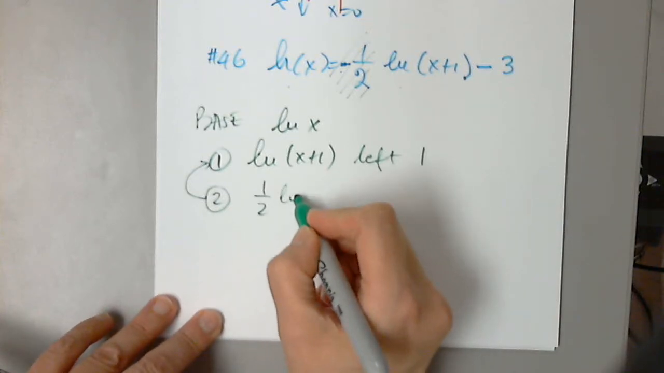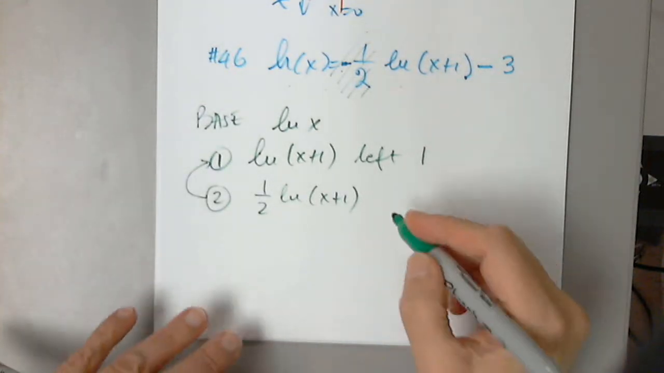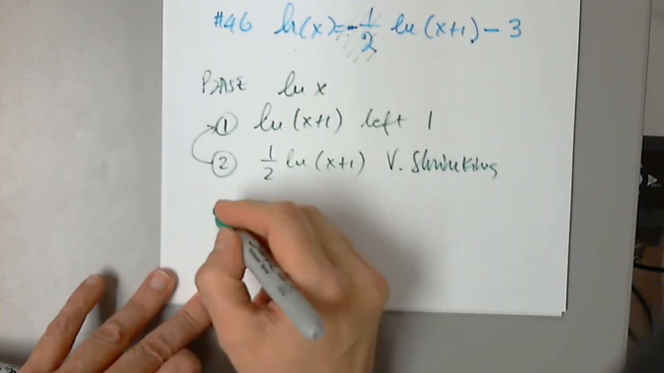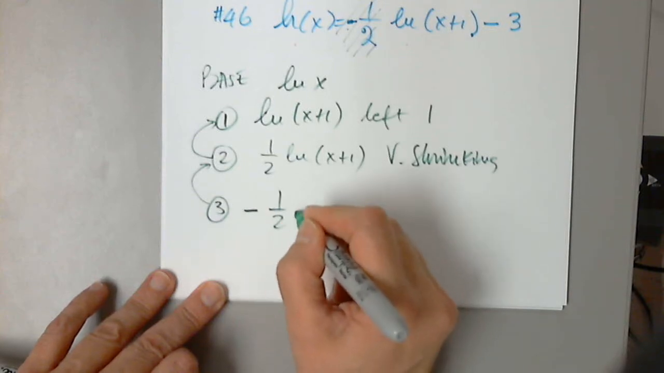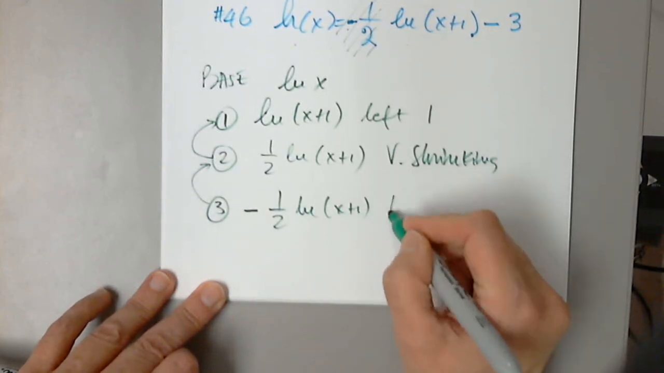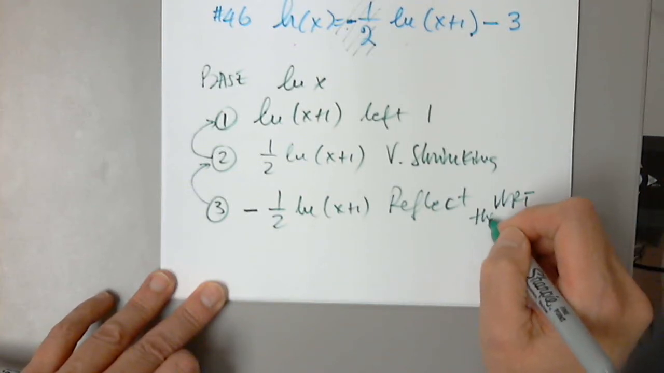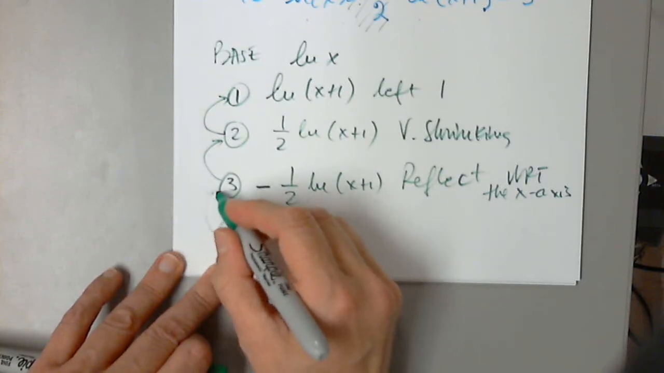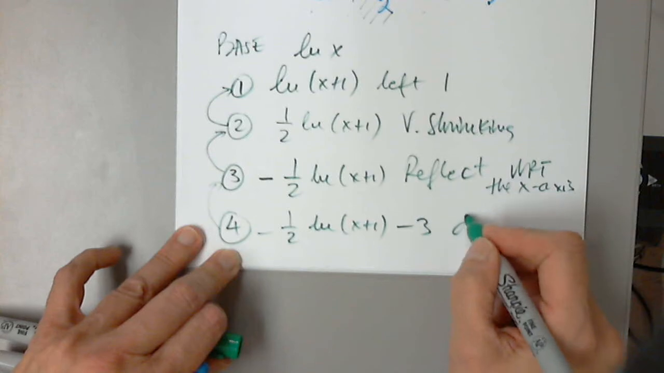So first 1/2. What does this do? Vertical shrinking by a factor of 1/2. And number 3 is a transformation of number 2. And now I put the negative. Yes, very good. Yes, perfect. With respect to the x-axis. And finally, number 4 is a transformation on 3. Yes, perfect. Down 3.